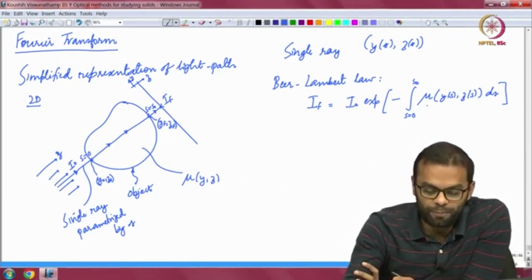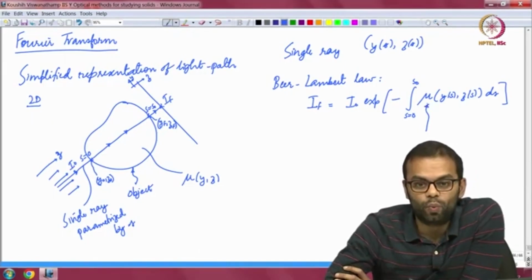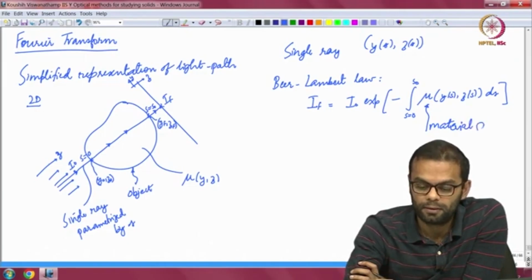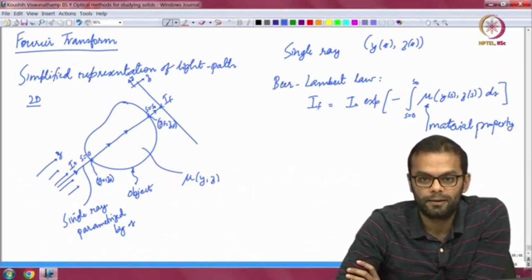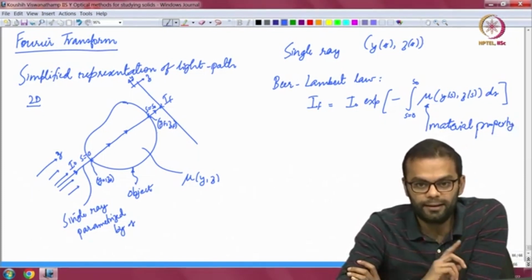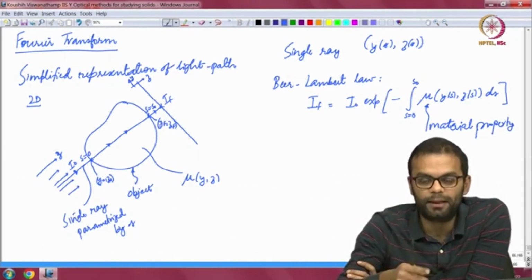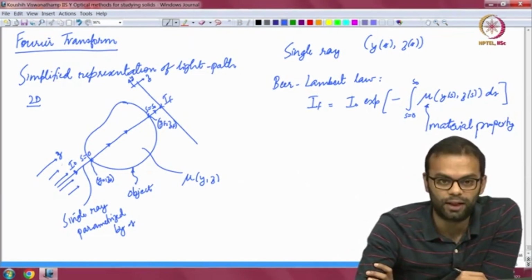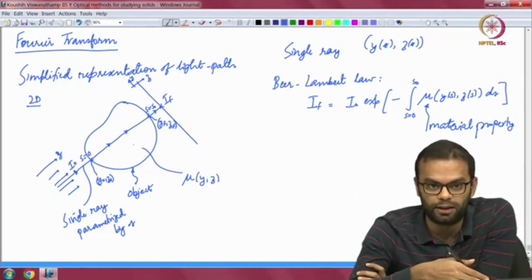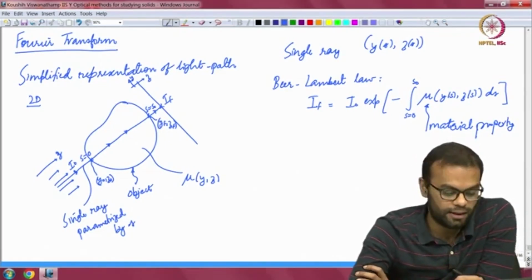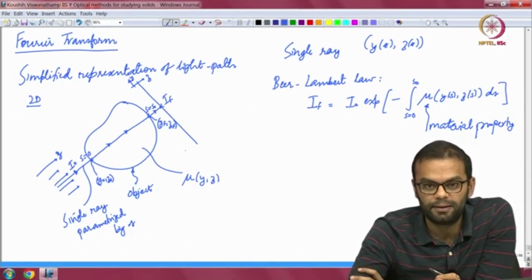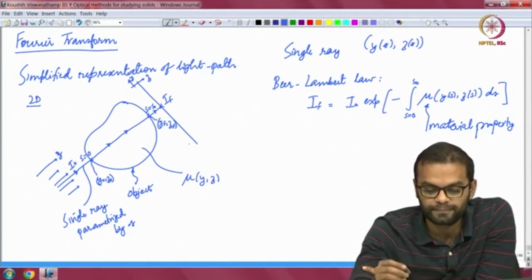Okay. So the material property is really encoded here in mu. This is your material property. So a single ray measures the integral of the material property along a line. So you can imagine if you have a sequence of rays that go parallel to this ray, which is what our incoming X-ray source does, then you have a sequence of these integrals that are present on the final screen, right. So that is what you are going to pick up.